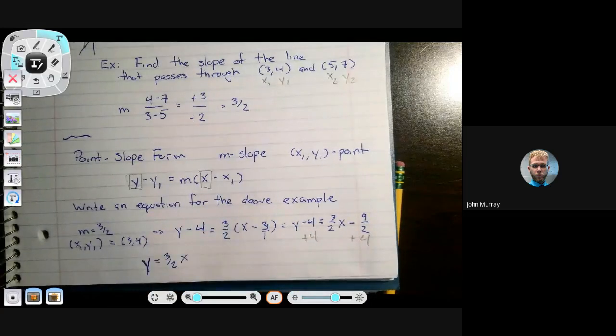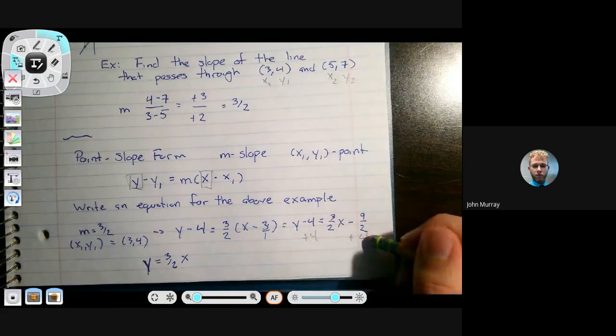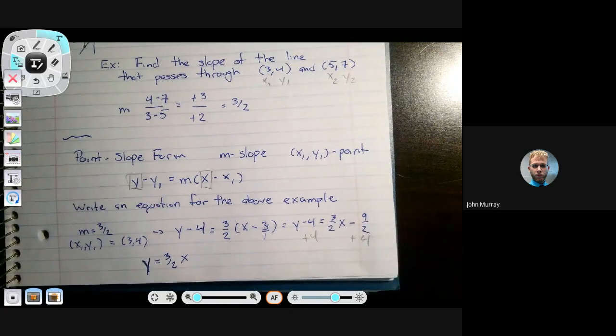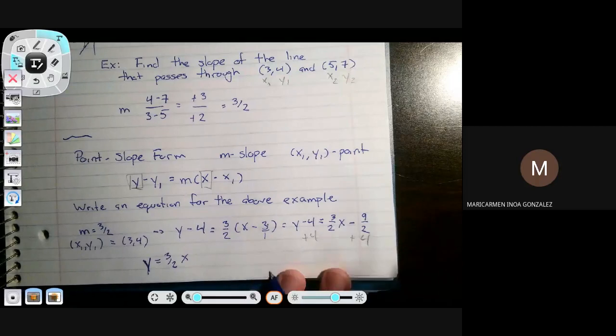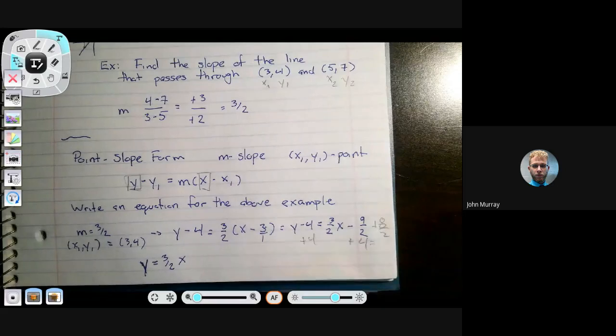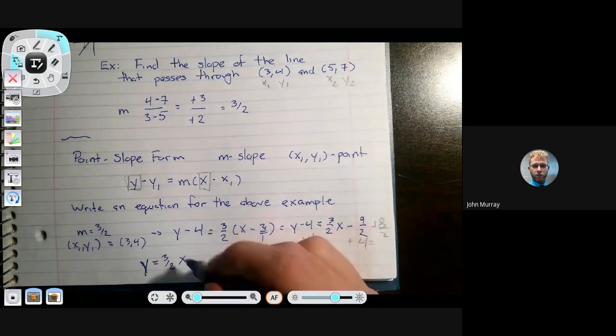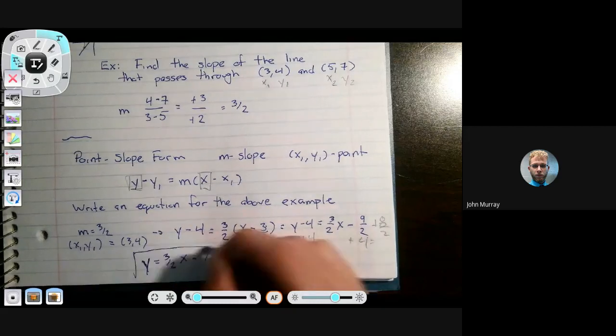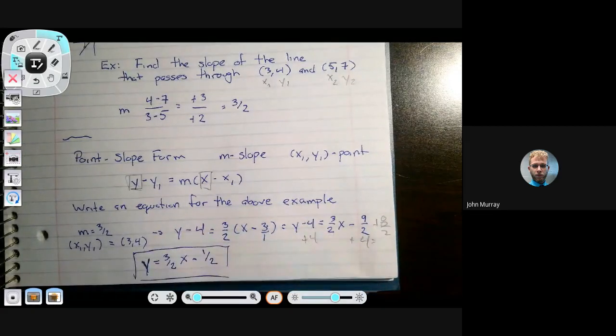So our final equation, y equals 3/2 x. Now just be careful here. -9/2. If I changed 4, what would I have to change 4 to with a common denominator? What would 4 become to add the fractions together? Eight over 2. Good. So I'm going to change that to plus 8 halves. So negative 9 halves plus 8 halves is negative 1 half. All right, and we have our linear equation.